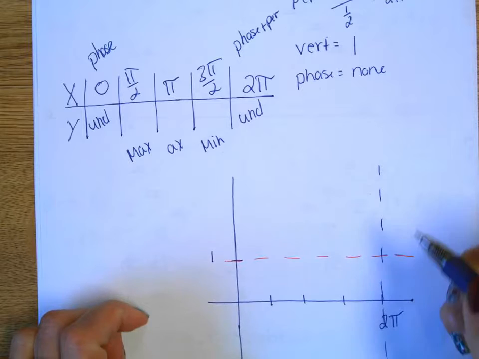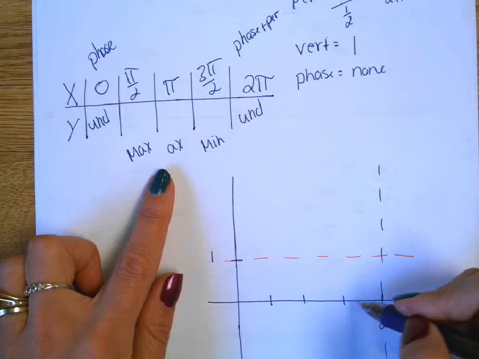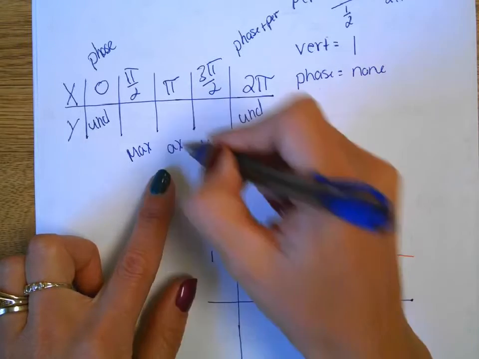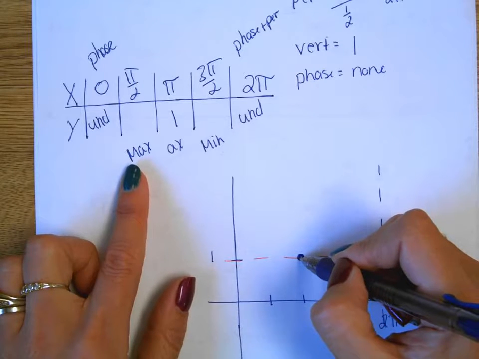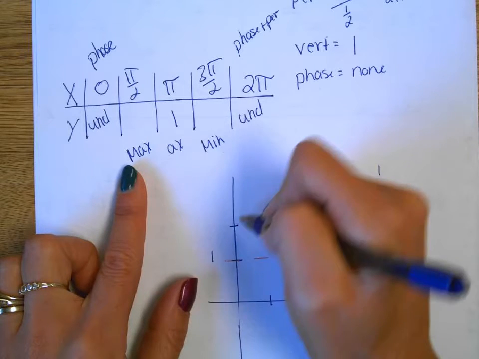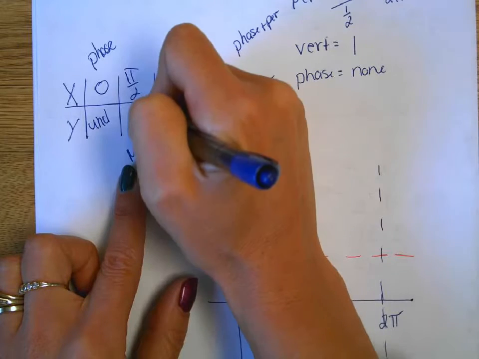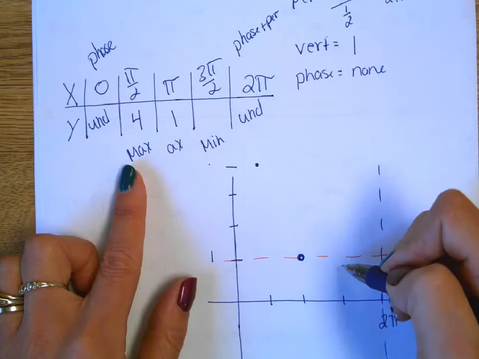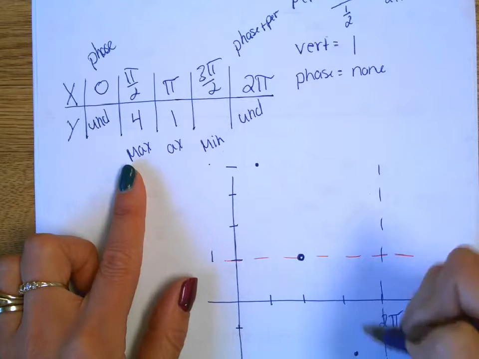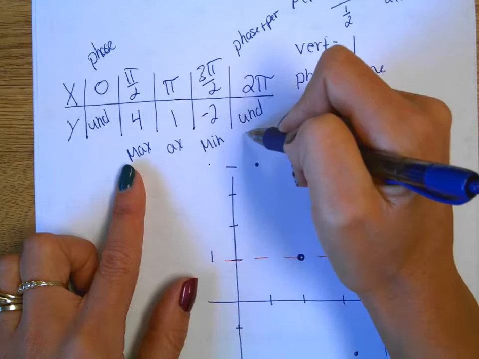Okay, so if my axis is at 1, because I have vertical shift, so my middle value is here at 1. I'm going up how many from that to get to my max? 3 more from that is going to bring me to 4. And if I go down 3, where am I going to be at? Negative 2. Okay.